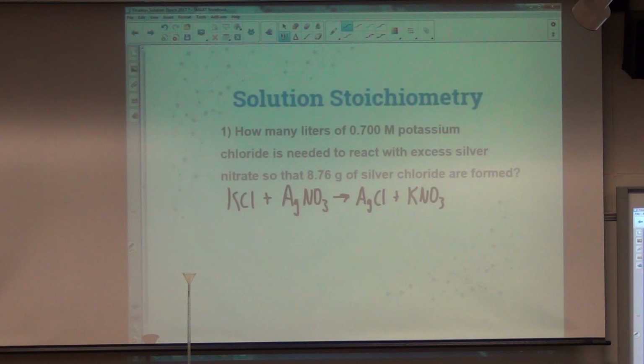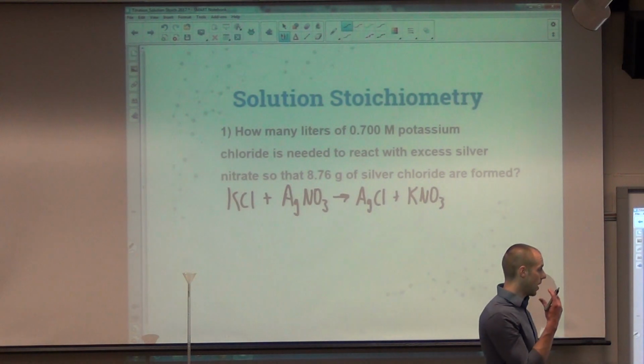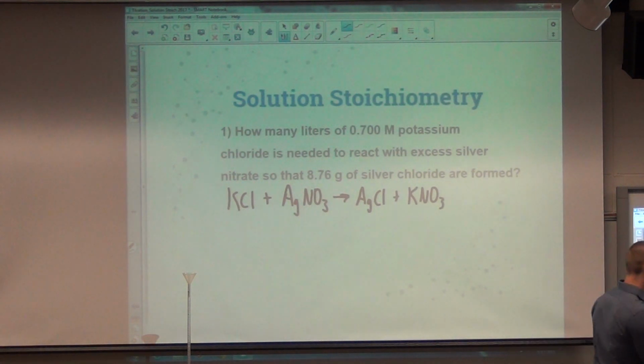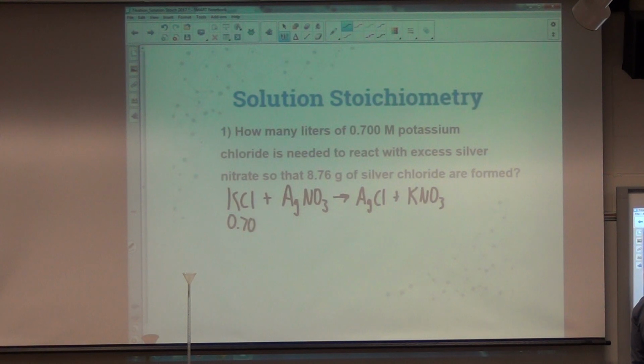Now I'm going to write out the stuff that I'm given in the problem first, underneath the correct compound. So I want to know how many liters of 0.700 molar potassium chloride I need. I'm going to write 0.700 molar here, and I want to know how many liters of that I need. That means I'm going to be doing this step at the end of my T-chart, and I'm going to be starting out with this 8.76 grams of silver chloride.